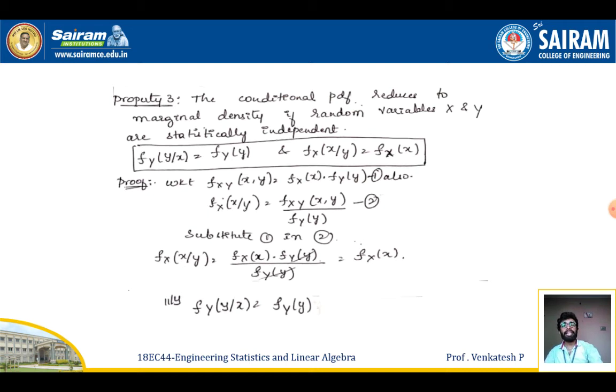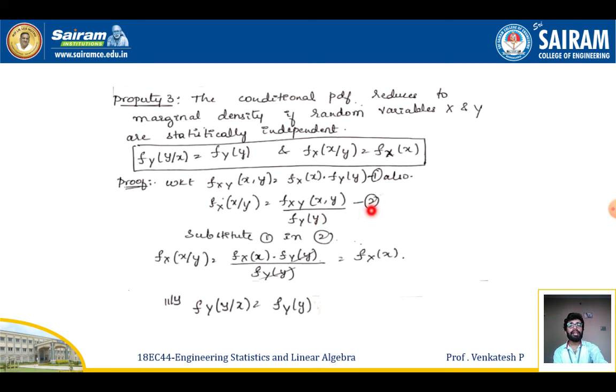So if capital X and capital Y are independent random variables, we have the property that small f of x y will be equal to f of x times f of y. I will call this equation number 1. Also we have the property that f of x by y is given by the ratio of the joint PDF f of x comma y divided by f of y. I will call this equation number 2.